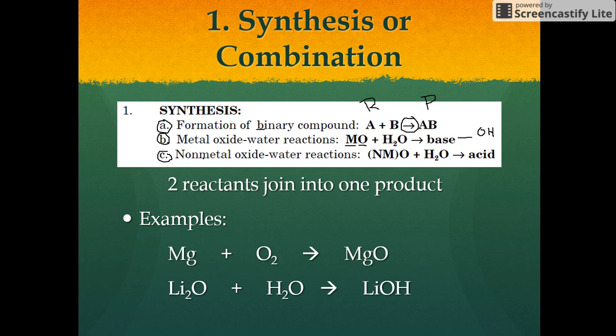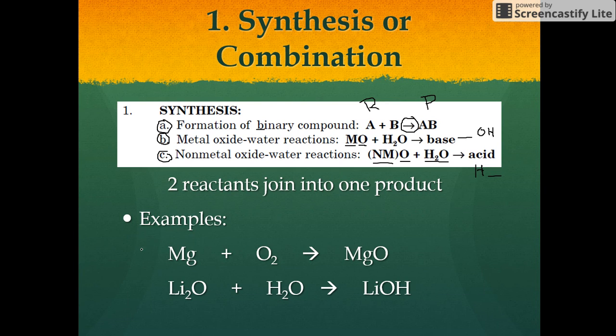Part C is a nonmetal oxide. So here NM stands for nonmetal, O stands for oxygen. Reacting with water, there's my H2O, produces an acid. Remembering that from biology, acids start with H, and then they have an element at the end of them. So in general, synthesis is when 2 reactants join into one product. That means I start off with 2 things, and then at the end of the reaction, when they've mixed together and they've had a chemical reaction, they make one item, one compound at the end.